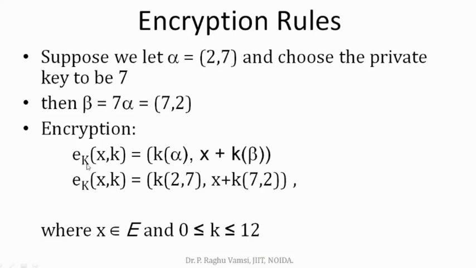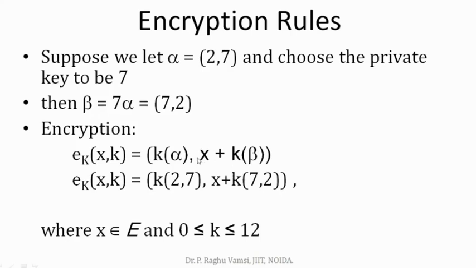So e_k(x, α) = k. K is the value, the private key that you have chosen, 7α, comma x. X is the message that you have taken, x plus k of β. K is 7 and the β value. What is this β? This is the β value.